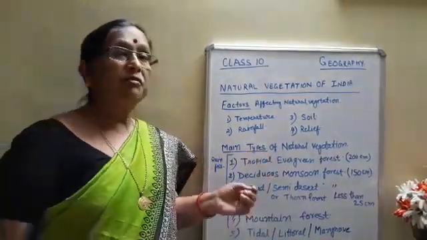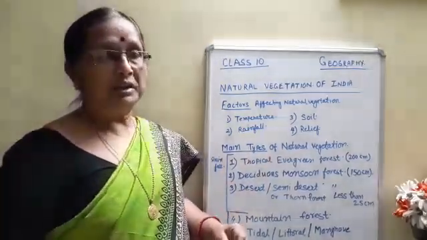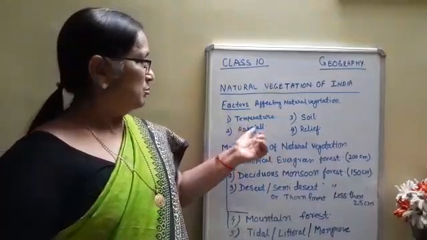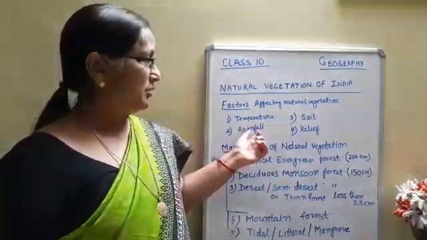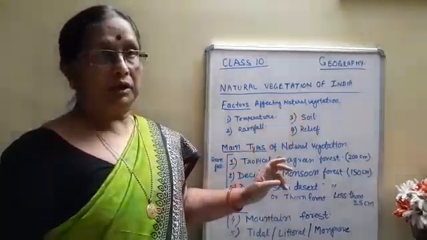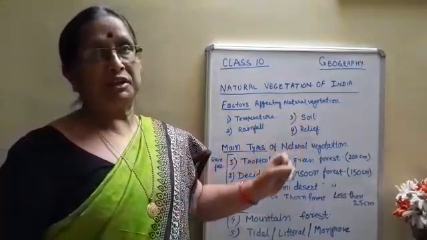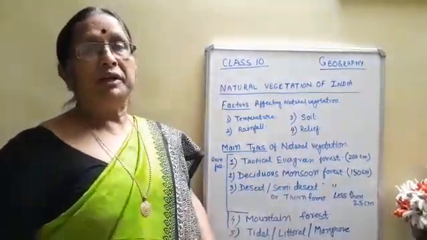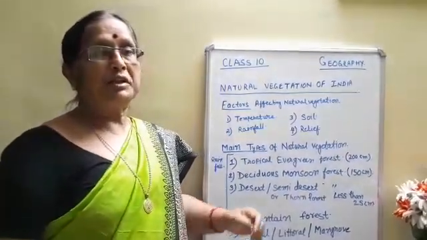Now there are a number of factors on which the natural vegetation of a country depends. Number one, temperature of the place. Number two, rainfall, which is the most important factor. Number three is the soil of the region. And number four is the relief feature. That means whether it is a desert, a mountain, a plateau or a plain land. The natural vegetation depends upon that.